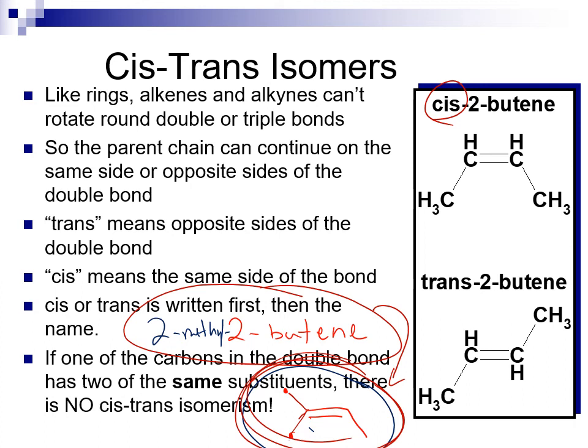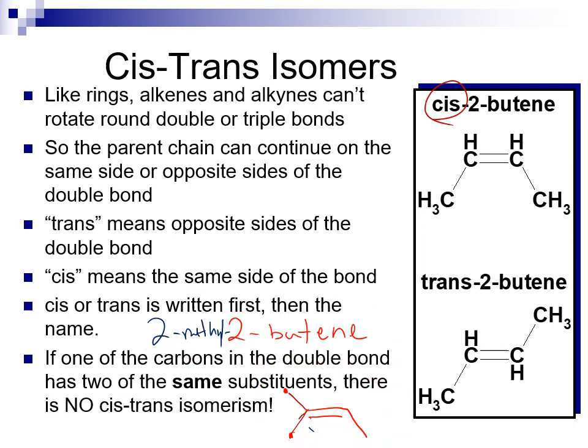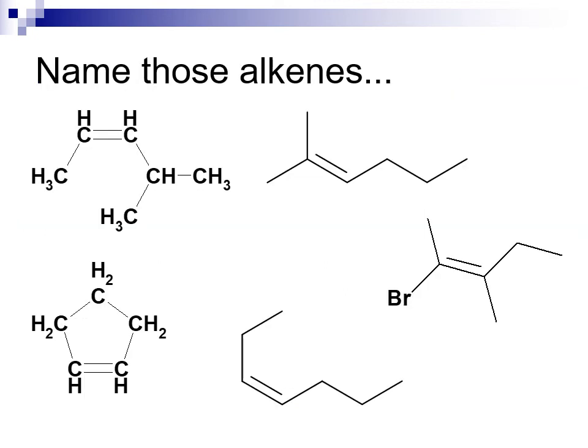And the quick way to tell whether that is going to be the case is to look at what's pointing on either side of the double bond. You say, okay, is this cis or trans? Well, should I count the top one as the parent or the bottom as the parent? It doesn't matter, therefore I don't need cis-trans. All right, let's try naming these guys here.